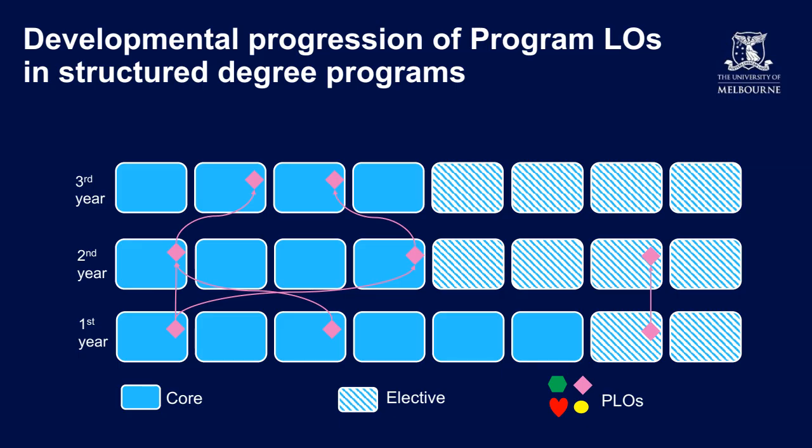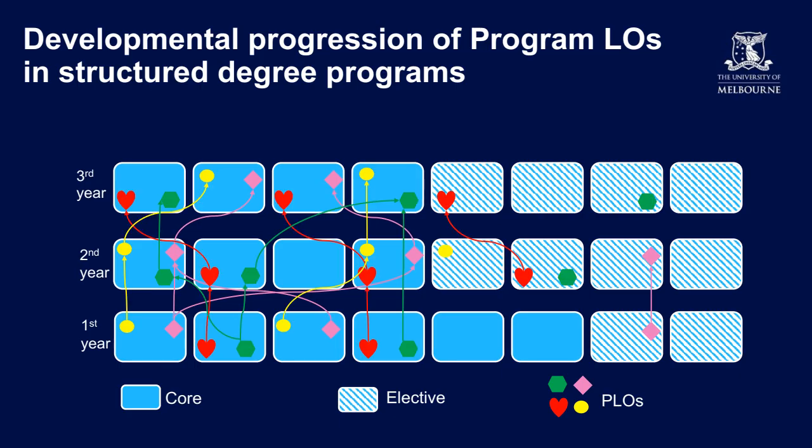Because the program of study is prescribed, it becomes much easier to scaffold the development of a particular skill-based outcome, such as shown here in pink. And actually, the developmental progression of a number of different skills-based outcomes becomes clearer because you can map them onto the pathway that students will take as they move through their degree.